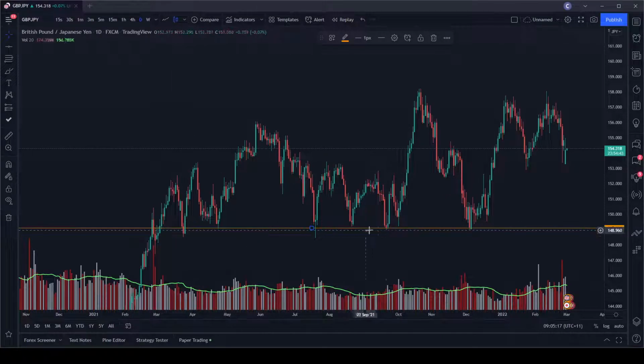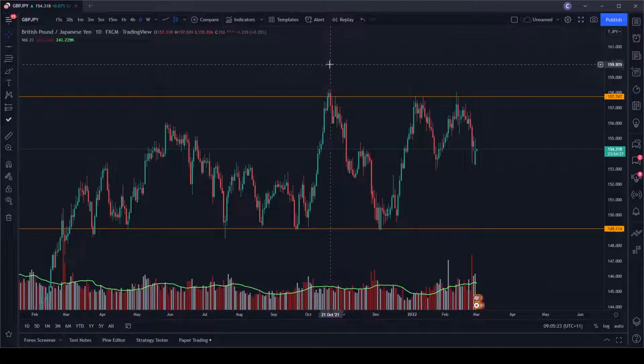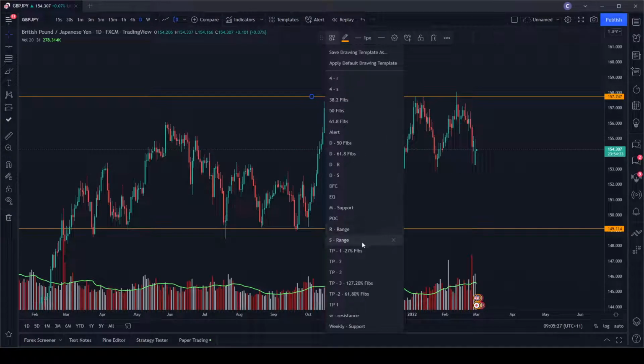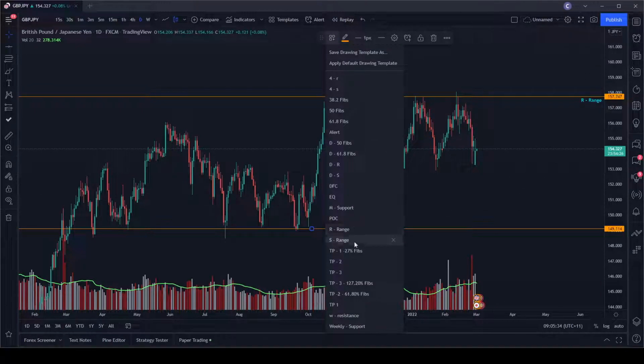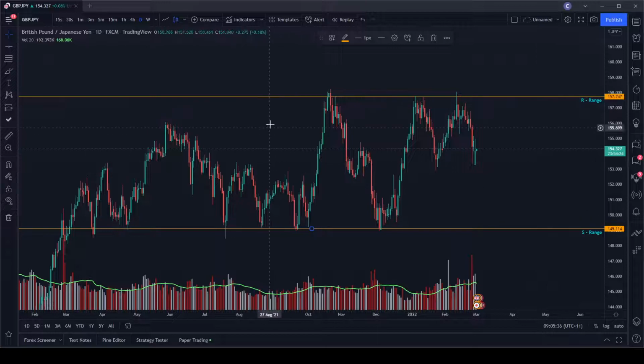So there's a massive level of support here, and then there's resistance there. So that's just support and resistance. So the range, support and resistance of this entire range.